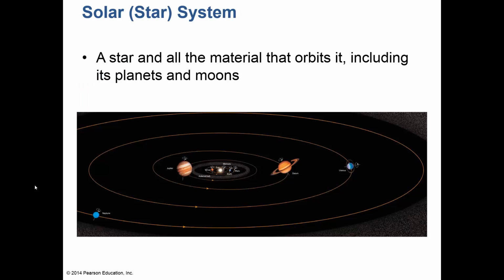And so everything that makes up the stuff that goes around the Sun we call a solar system, and that includes the Sun, Mercury, Venus, Earth, Mars, Jupiter, Saturn, Uranus, Neptune, dwarf planets like Ceres and Pluto. Pluto is no longer a planet, at least for now. And comets and dust and asteroids and everything else.